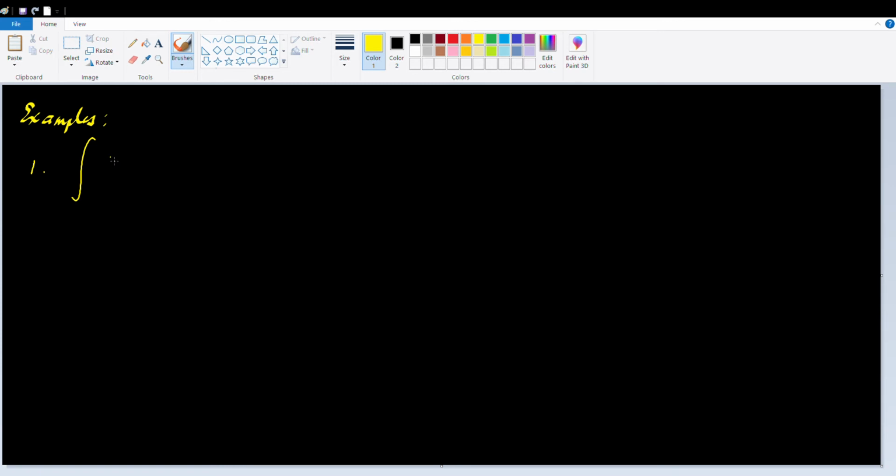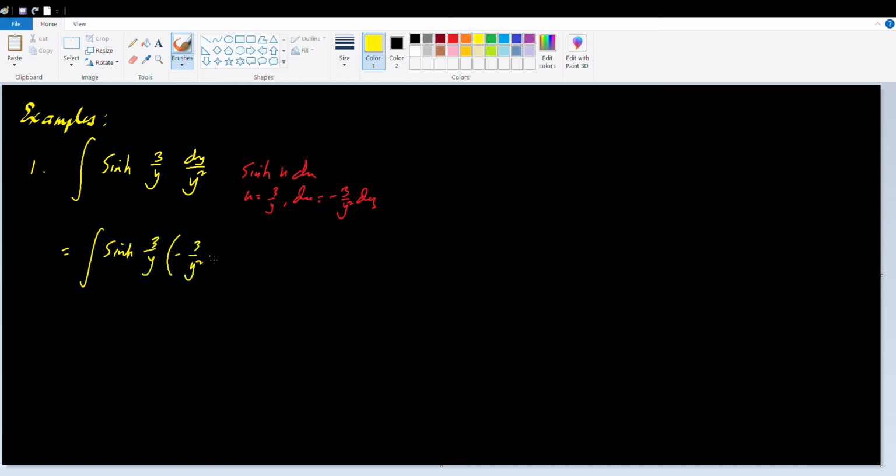Let us evaluate the integral of hyperbolic sine of 3 over y dy over y squared. So it is of the form hyperbolic sine of u. Alright? That means that our u is 3 over y and du is negative 3 over y squared dy. So the missing term here is negative 3. So hyperbolic sine of 3 over y, negative 3 over y squared dy, negative 1/3. And the integral of hyperbolic sine is hyperbolic cosine. So our answer is negative 1/3 hyperbolic cosine of 3 over y plus c.